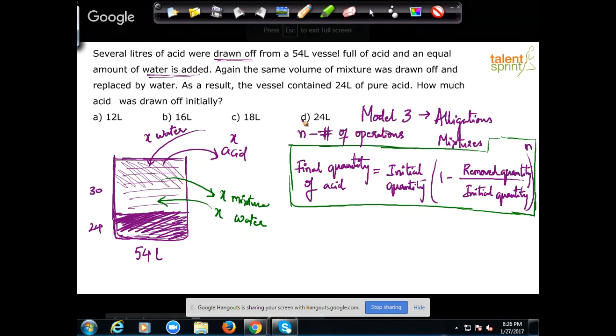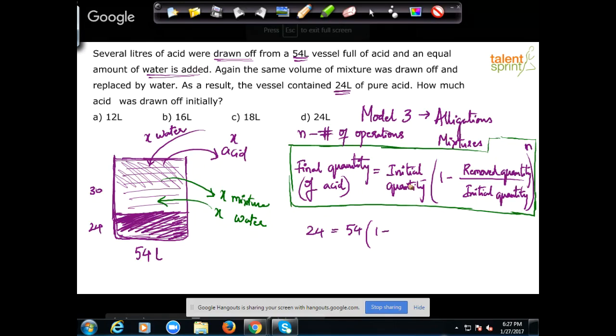Now it can be acid or water or milk or sugar or whatever it is, right? Just remember, final quantity is equal to initial quantity into 1 minus removed quantity by initial quantity whole power n, right? This I put in brackets of acid or whatever. Now substitute the value. What's the final quantity of acid? It says 24 liters. So 24 equals to, what is the initial quantity? Initial quantity was 54 liters. 24 equals to 54 into 1 minus, say, removed quantity.